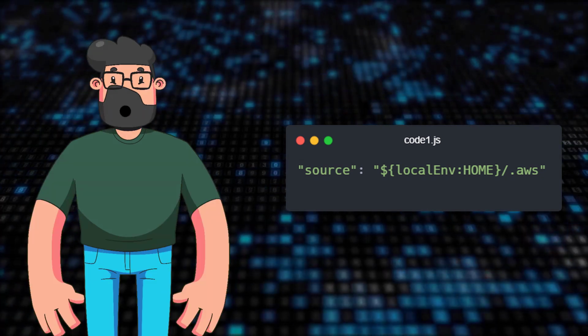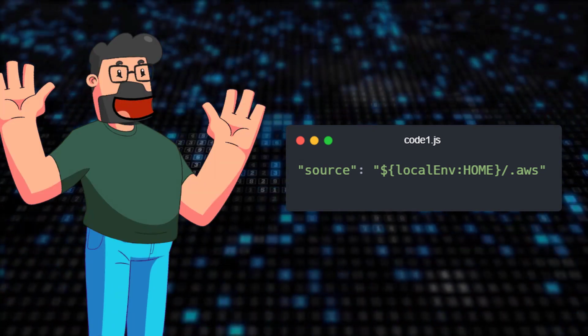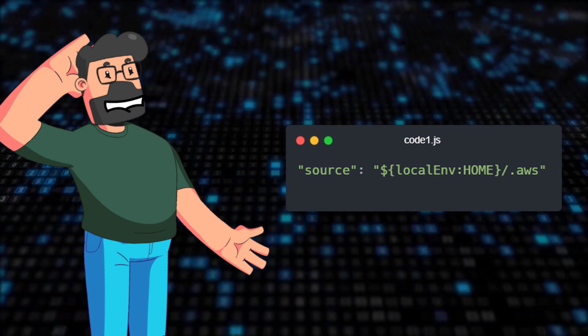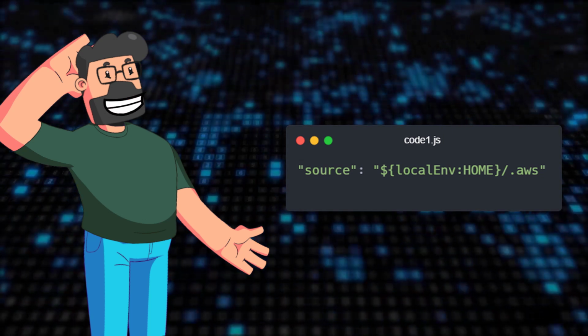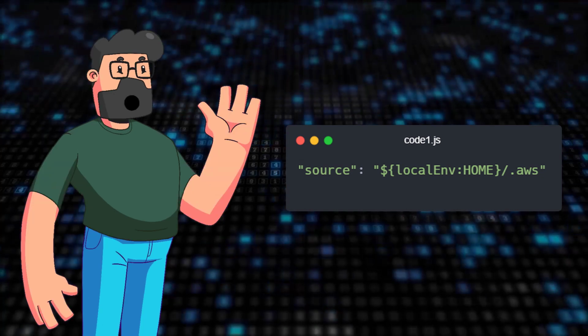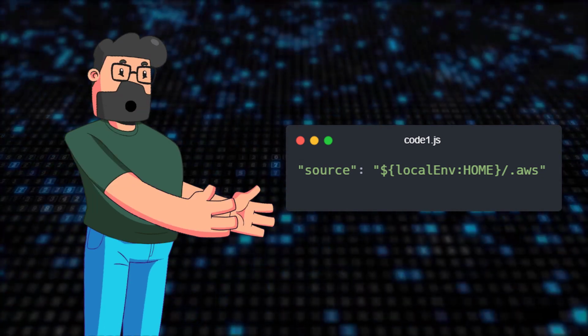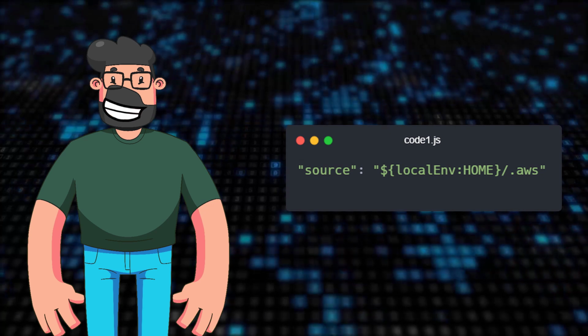The key to making it work lies in utilizing the proper syntax. By leveraging the ${localEnv:HOME} construct, we can successfully mount the AWS credentials file into the dev container by specifying the source path as ${localEnv:HOME}. This approach ensures the path is correctly resolved, allowing for seamless integration of the credentials during development.